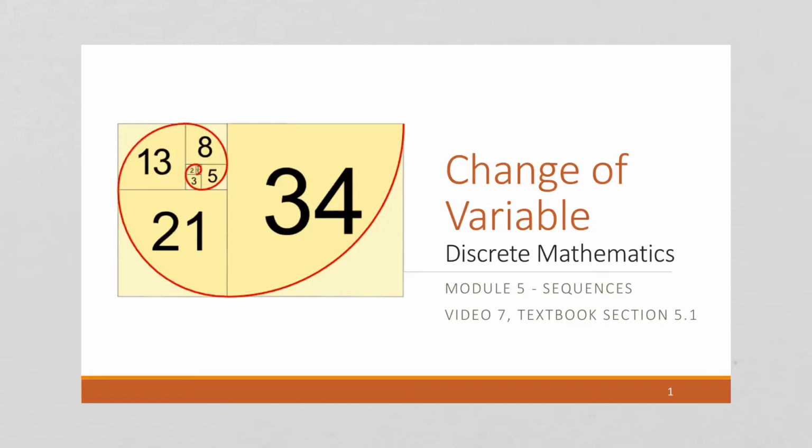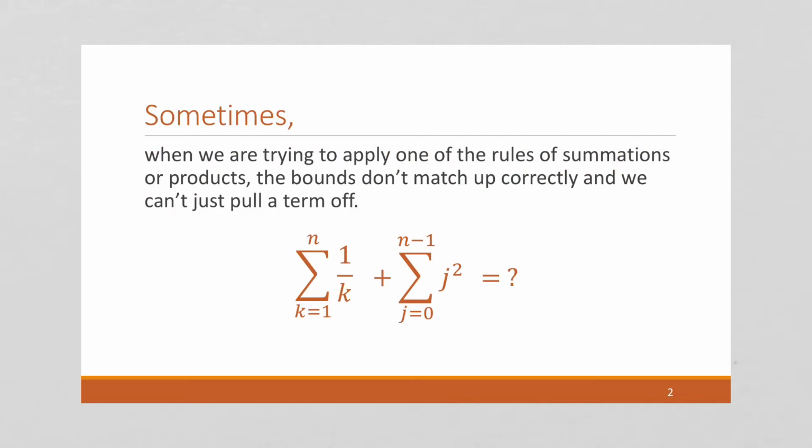In this video, video 7 of Module 5, we're going to talk about change of variable in summations. This is something you've probably seen in calculus, and the idea is similar. When we go to apply the rules of summations, sometimes the bounds just don't work. So here we start at different bounds. This one we're starting at 1, and this one we're starting at 0. Here we're going to n, and this one we're going to n minus 1.